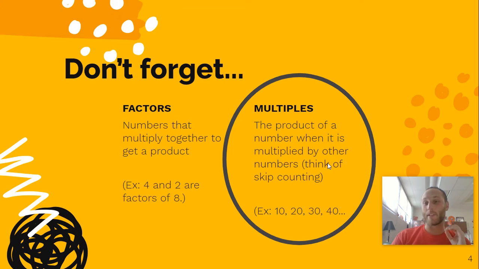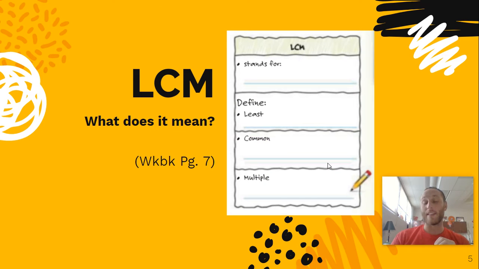All right, so today we're going to focus on multiples, and specifically we're going to focus on LCM, which is least common multiple. So let's start here real quick with just some basic definitions. What does LCM mean? It means least common multiple. If I were to try and put those in better words, this is also on your workbook on page 7. Let's try to break it down a little bit.